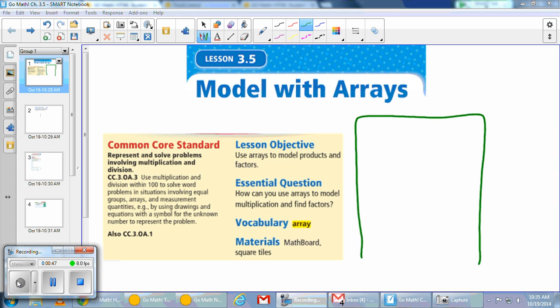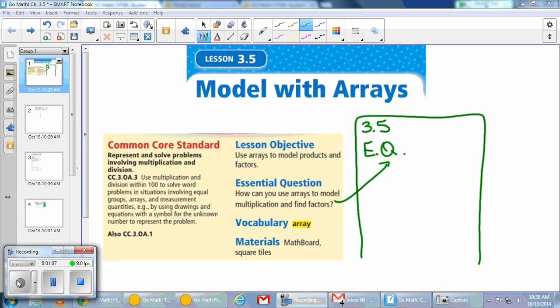You should be getting pretty good at this by now. You're at 3.5. Your essential question is, how can you use arrays to model multiplication and find factors? Pause the video while you fill that in. You'll come back to that at the end of the chapter to answer that.